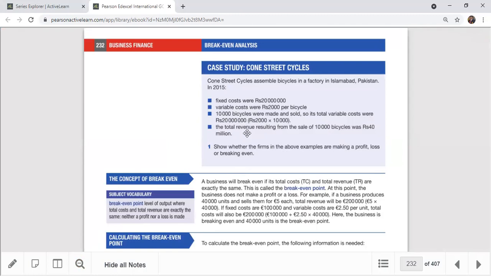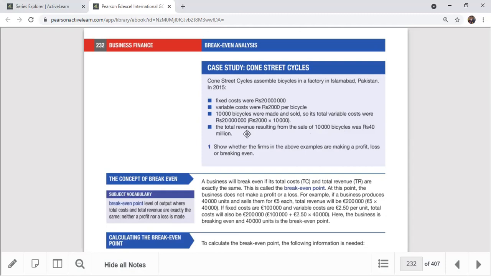Look at the total revenue they are earning. They are selling 10,000 bicycles, and their revenue resulting from that is 40 million. In this case, you can see their revenue equals 40 million. And if you add the fixed cost and variable cost, that's also 40 million. So what we can say is there is no profit or no loss. In this case, they are making a break even.